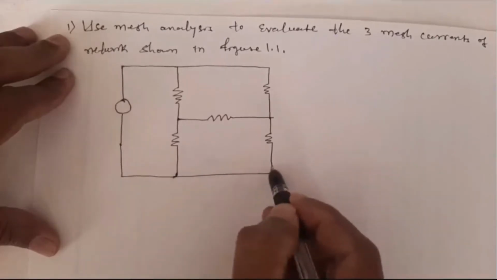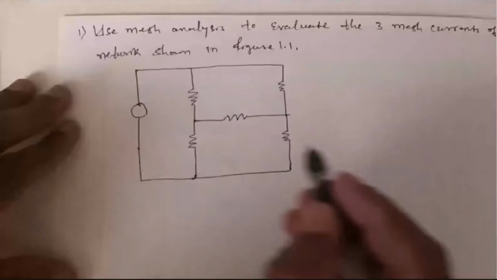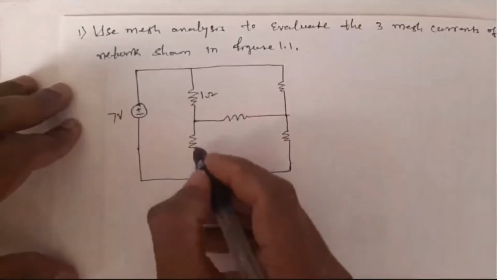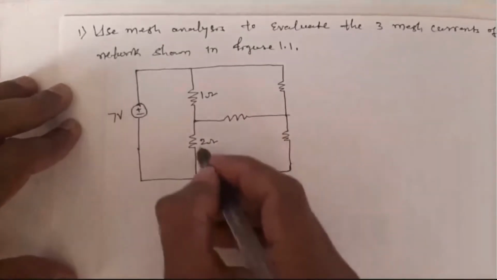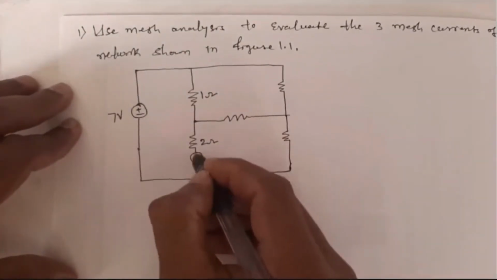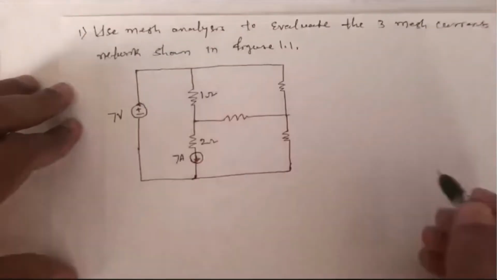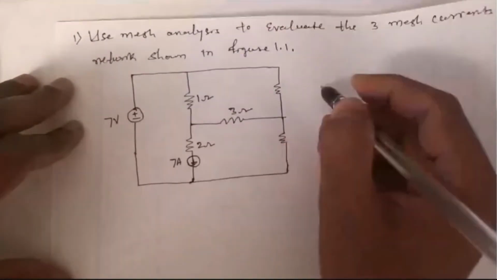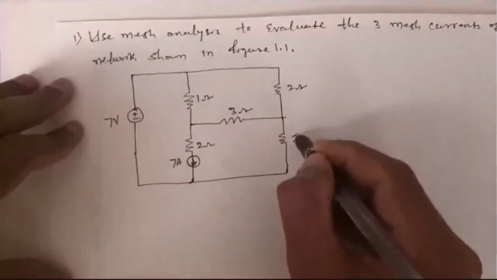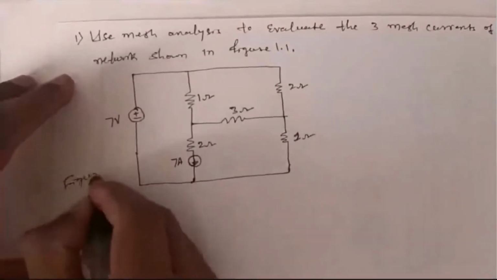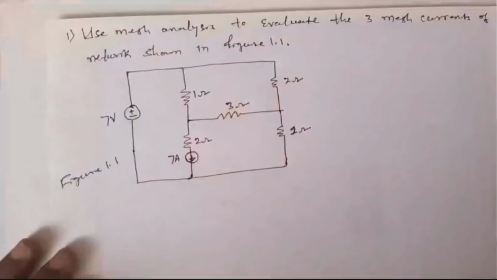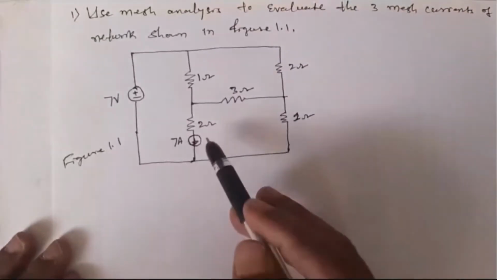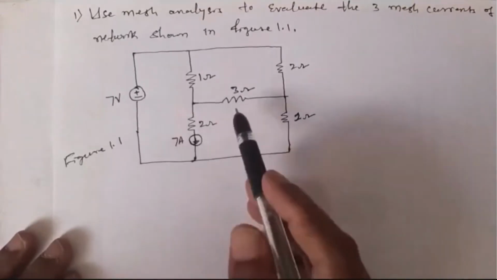It's a very simple network. Here plus and minus 7 volts. This is 1 ohm. This is 7 ohm. Sorry dear students, here let us consider there is one current source. Here there is a current source, 7 ampere. This is 3 ohm, this is 2 ohm, and this is 1 ohm. So this is the figure, figure 1.1, right? So we have one independent voltage source and one independent current source, but this current source is a part of two meshes.